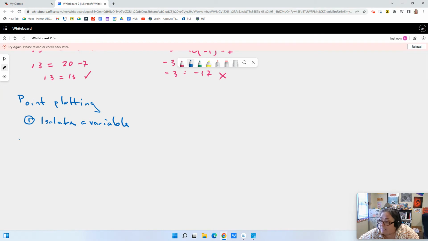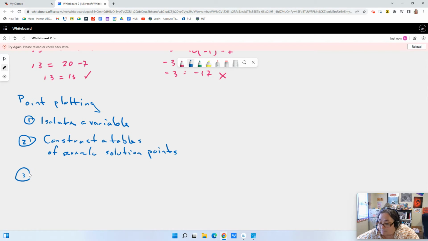Then you're going to construct a table of x, y values. We're going to construct a table of x values, and then you're going to plug those x values into your equation, and it'll give you y values. So construct a table of several solution points. I spelled several wrong. That's supposed to say several. It doesn't.